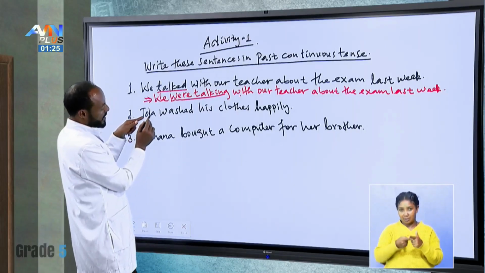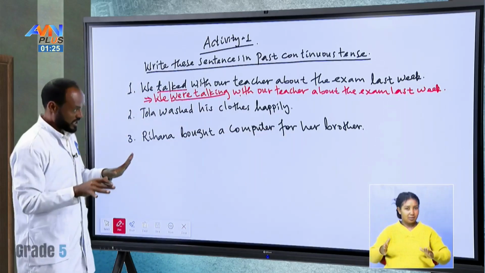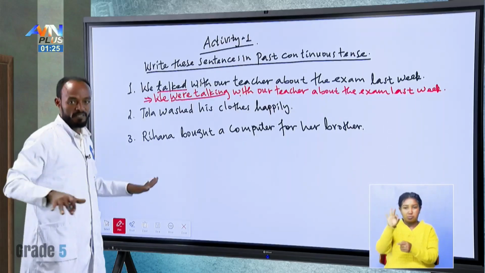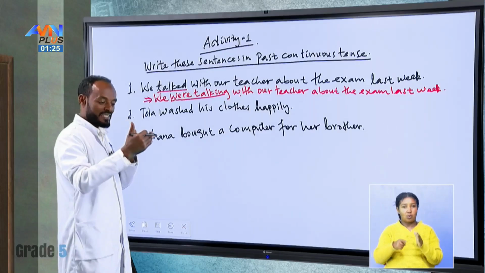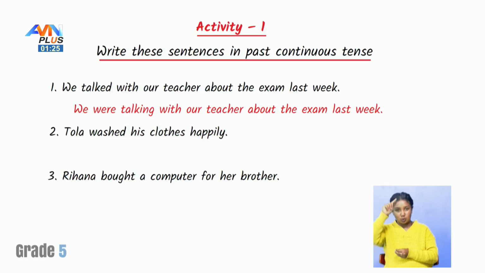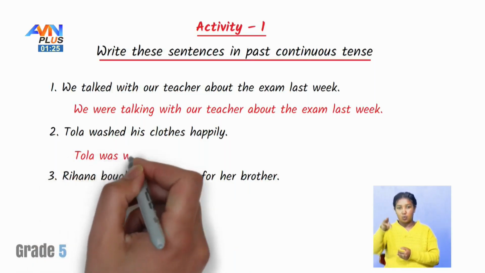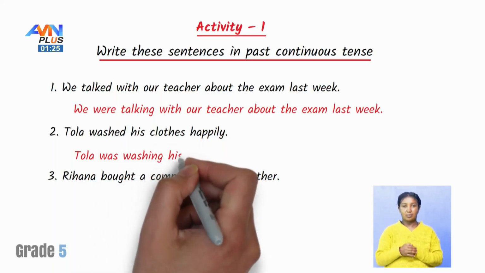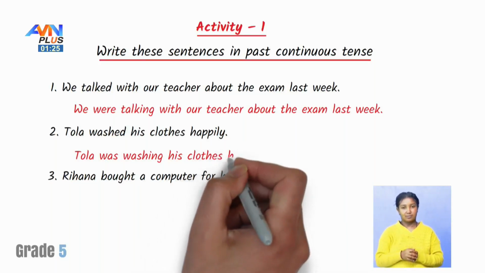What about this one? Tola washed his clothes happily. What do we say, washed? The speaker simply takes what? The action washed. It's completed there. But if you want to show that it has progress, you can use Tola, then was, because Tola is one person, was, then this should be changed into verb ing. Was washing his clothes happily.